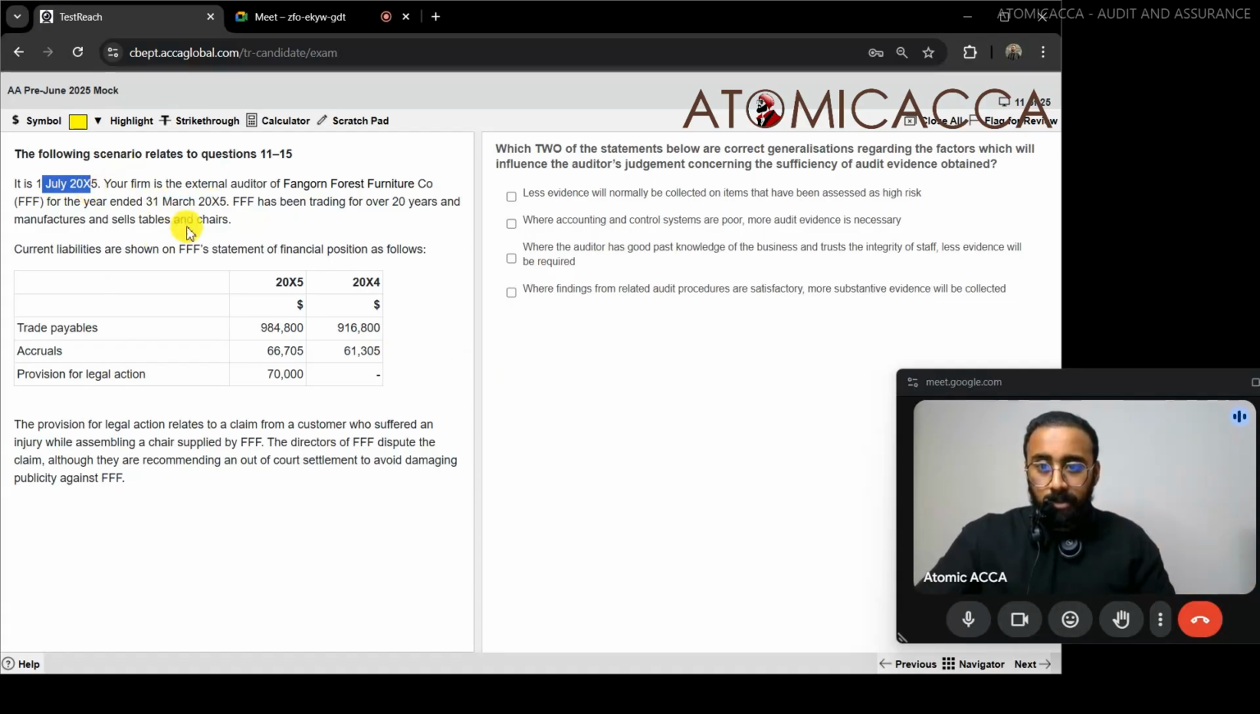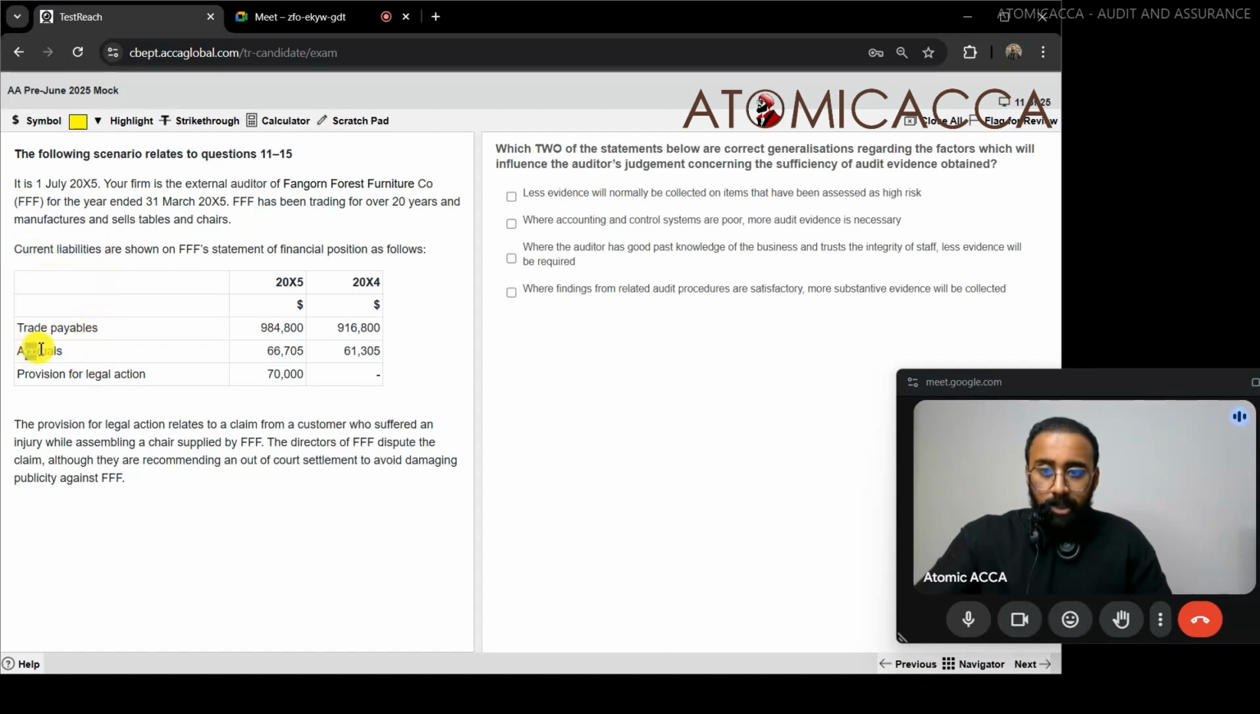Okay, year end is over. Triple F has been trading for 20 years and manufactures and sells tables and chairs. Current liabilities are shown on Triple F's SOFP as follows. These are 20x4, this is 20x5. Trade payables are there, 916 to 984. Payables increased. Accrual is there, 61 to 65. That also increased. This is about current liability.